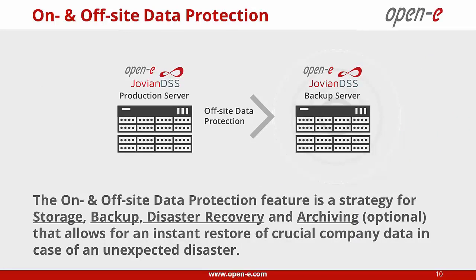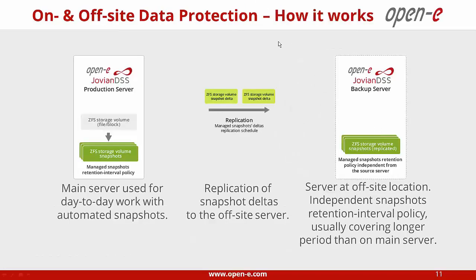So on-site and offsite data protection means we have a production server and we have a backup server. It's a kind of native storage backup. You don't need any application to run these backups, right? So we have a Jovian production server, and everything to be backed up needs to be stored on the Jovian, of course. We make snapshots, which are free. We can make an unlimited number of snapshots. We even have customers reaching almost a million snapshots in production.